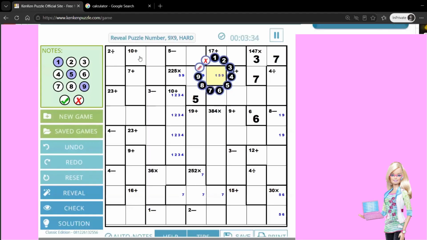Okay, so it has to be 8. Well, that makes it easier if we already ruled out a 6 in that square. 2 4 6 8.